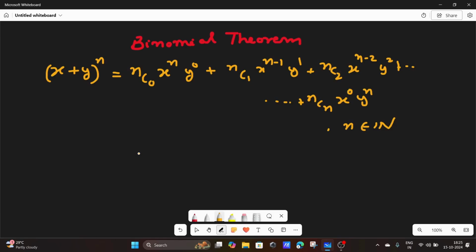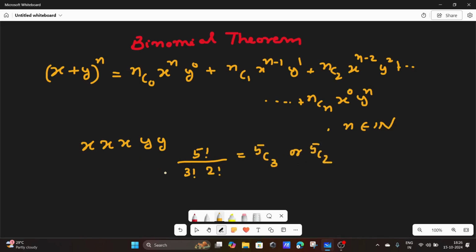That is very simple. For example, 3 x's and 2 y's. How many ways can we arrange them? This you know very well. The number of ways of arranging these 3 x's and 2 y's: total 5, so 5 factorial, divided by the x's are 3, 3 factorial, the y's are 2, 2 factorial. This is nothing but 5C3 or 5C2. That much only we require to prove this binomial theorem.